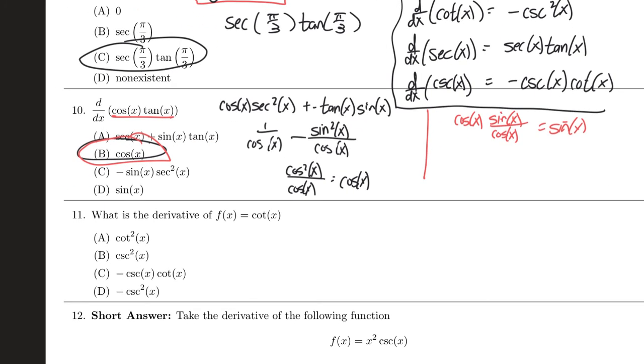11 is really just a flashcard. What is the derivative of cotangent? The derivative of cotangent is negative cosecant squared. That one's not anything more to explain other than it's just something you have to have memorized.